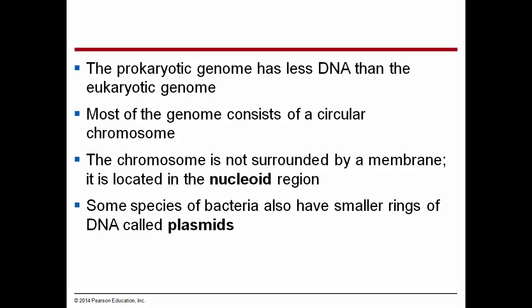Prokaryotic genome has less DNA than the eukaryotic genome. Most of the genome consists of a circular chromosome. The chromosome is not surrounded by a membrane. It is located in the nucleoid region. Some species of bacteria have smaller rings of DNA called plasmids, and these plasmids are used to convey small amounts of genetic information, like the fertility factor that we're going to discuss in the future, and they're also useful to genetic engineers who can use the small amounts of DNA contained in the circular plasmids to transfer genetic traits from one organism to another through the bacteria.